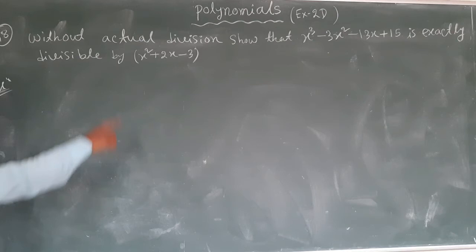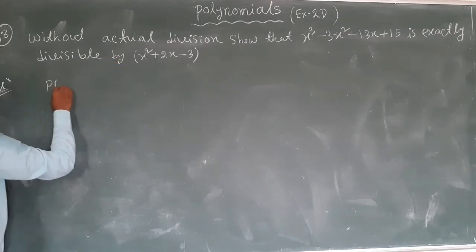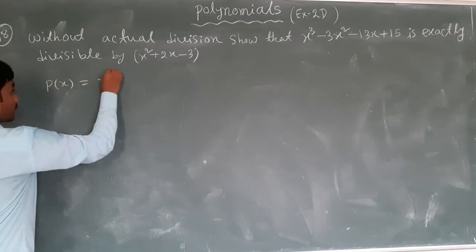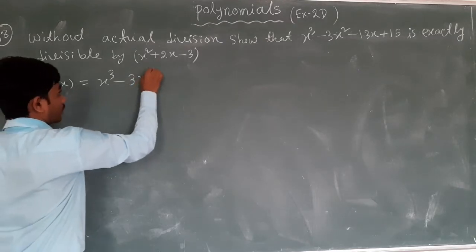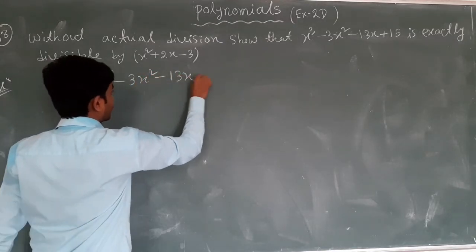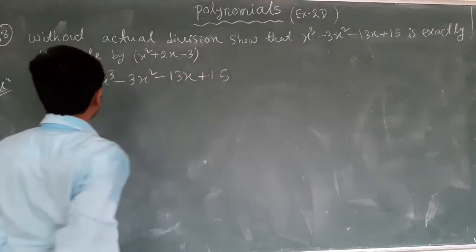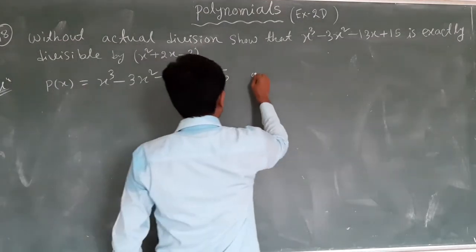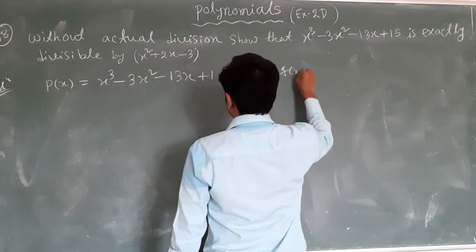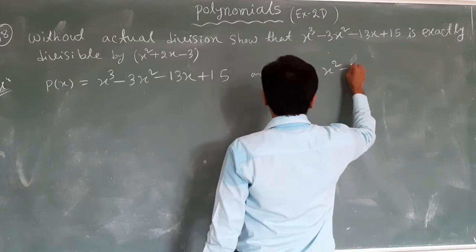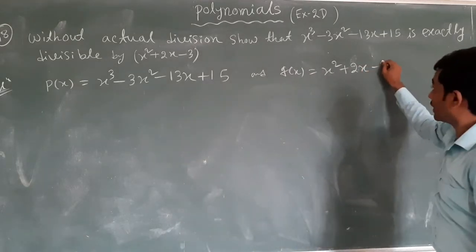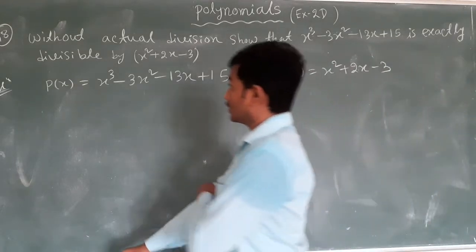Without actual division, show that this polynomial is exactly divisible by the second polynomial. First we consider p(x) is equal to x cube minus 3x square minus 13x plus 15, and g(x) is equal to x square plus 2x minus 8.